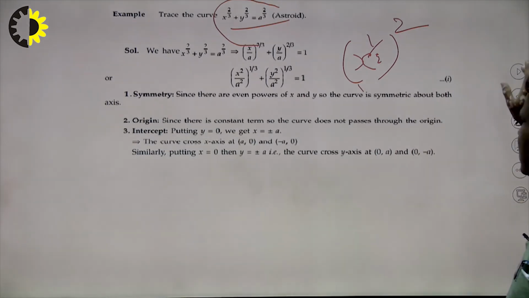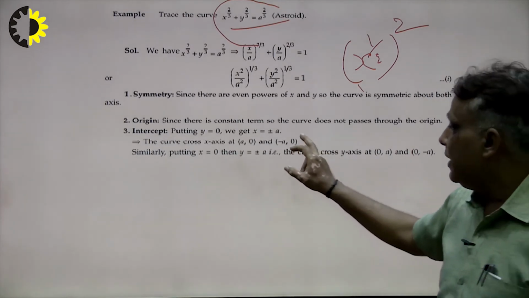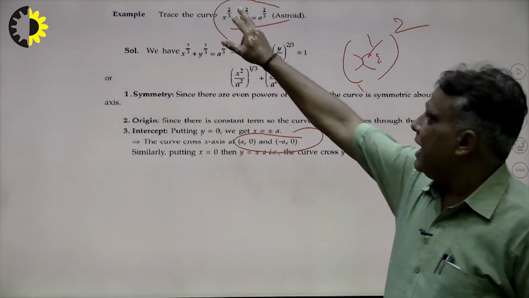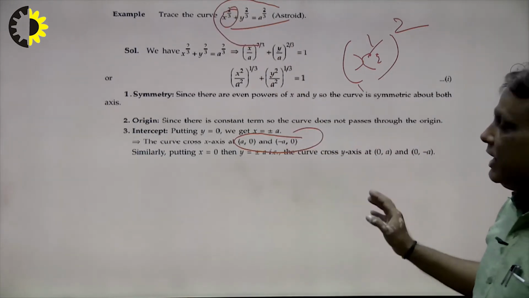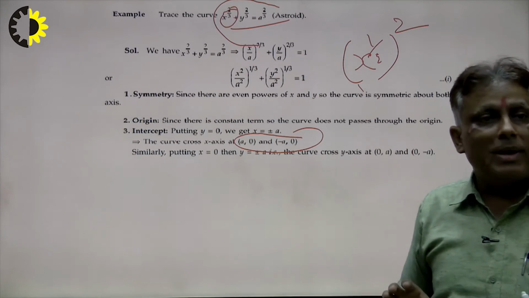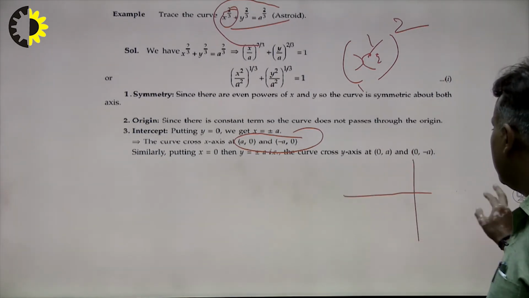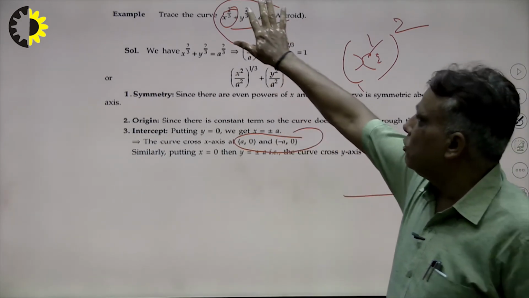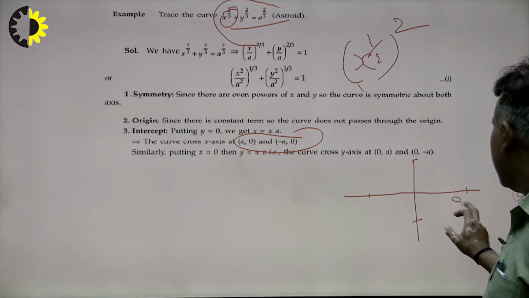Next is the point of intersection, which is a very important part. There are 4 points. Suppose I write here x is equal to 0, so y will be plus or minus a. So the coordinates will be 0 comma a and 0 comma minus a. So that is the first point and the second point. Suppose I write here y is equal to 0, x is equal to plus or minus a, so there is a comma 0.